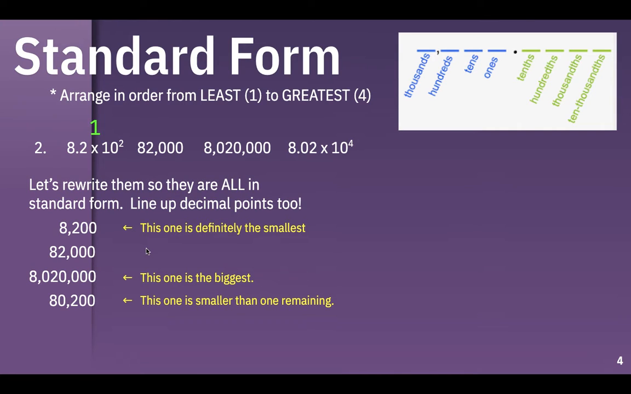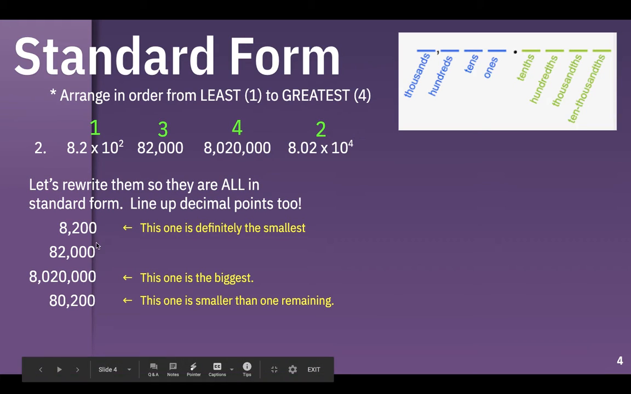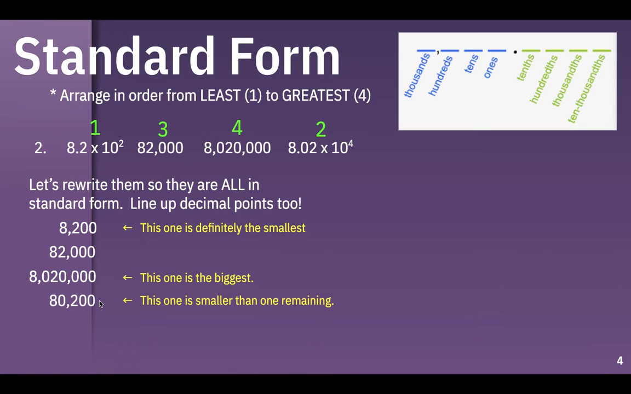So our answers go from our smallest, 8.2 times 10 to the second, 8.02 times 10 to the 4th is our second smallest. Our third is 82,000, and last, our biggest is 8,020,000. The big key here, when you have a mix of scientific notation and standard form, make sure you put them all in standard form. Line up your decimals. Our decimals would be all at the very end. When you don't see a decimal in a number, it's always at the end.